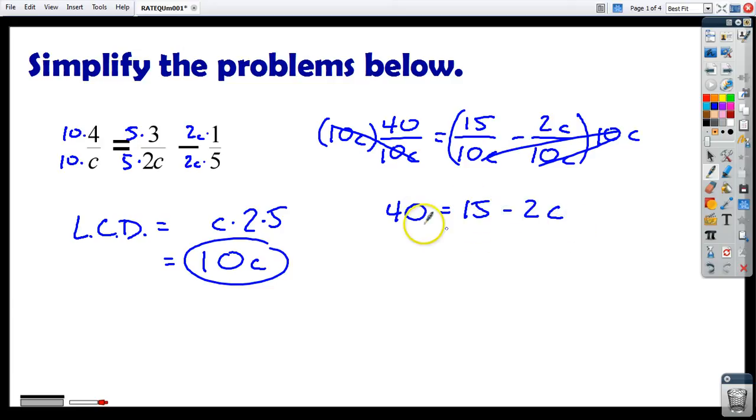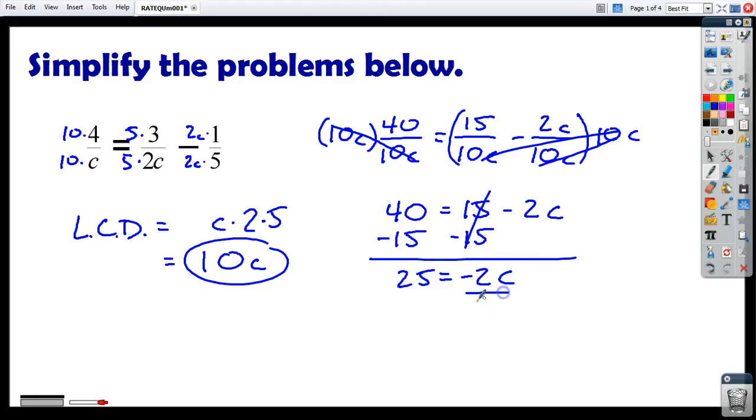And I get an equation which I can now easily solve. Undo it. And looks like we're going to get c equals negative 12.5.